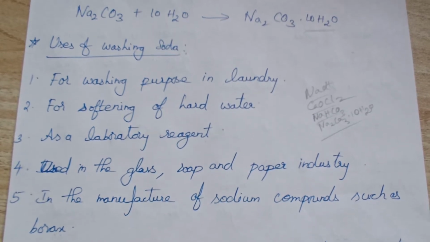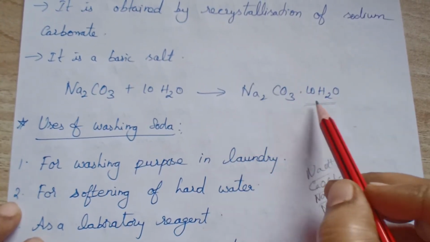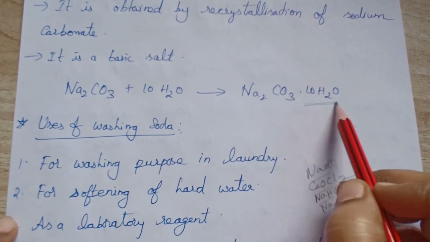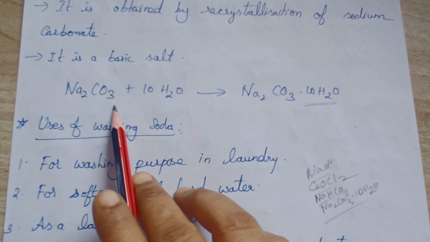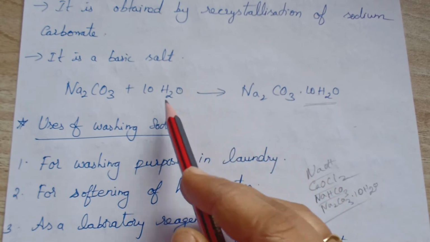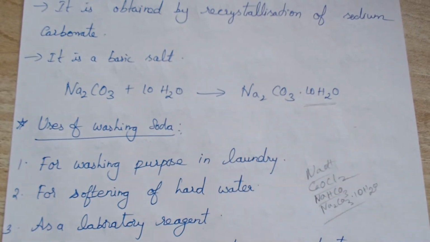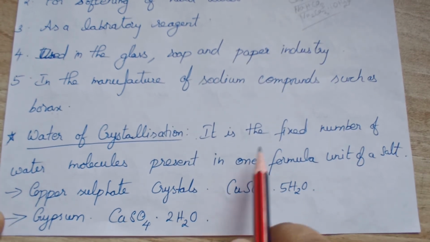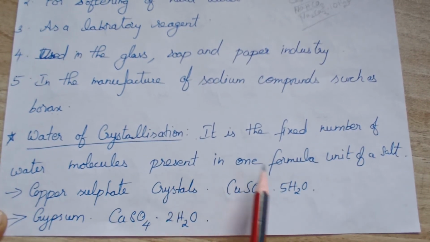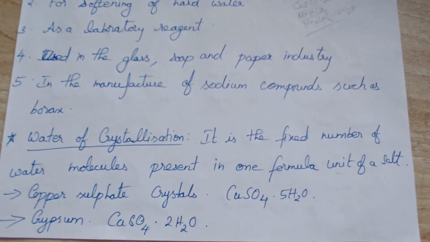Next, I have used the words water of crystallization. This sodium carbonate contains 10 molecules of water, right? This is called water of crystallization. When you add water to Na2CO3, it will not exist in the water form itself. This water exists in the form of a crystalline structure. That is water of crystallization. So what is meant by that? Water of crystallization is the fixed number of water molecules present in one formula unit of a salt. For one formula unit of a salt, how many molecules of water are fixed? That is called water of crystallization.